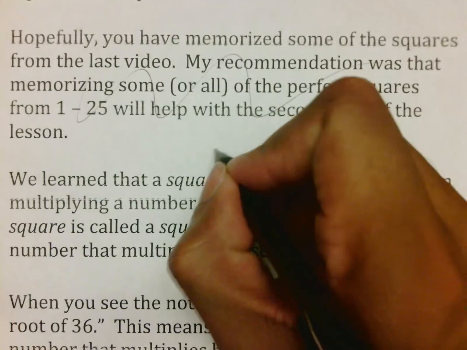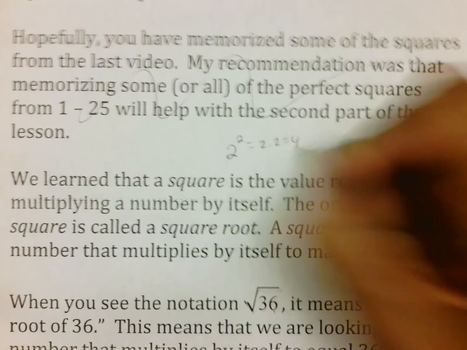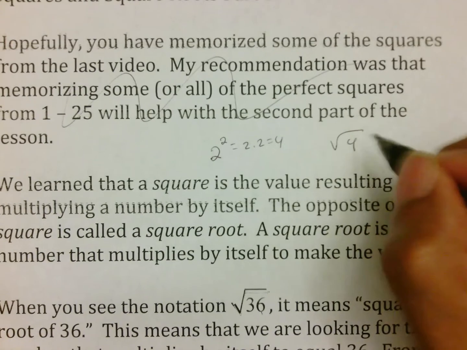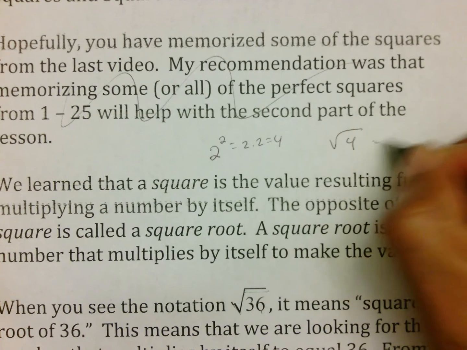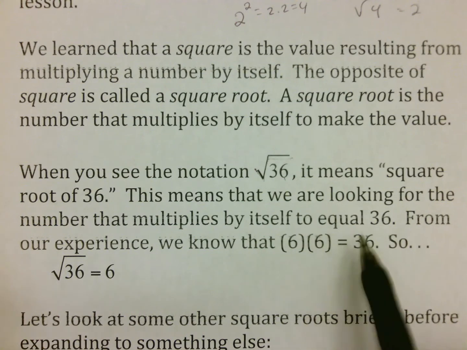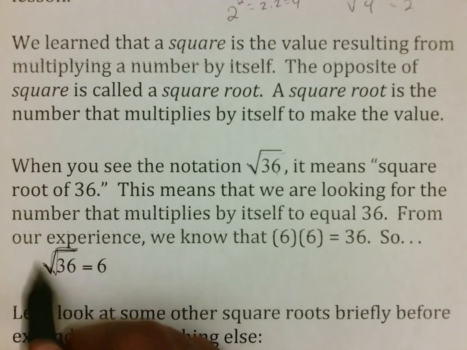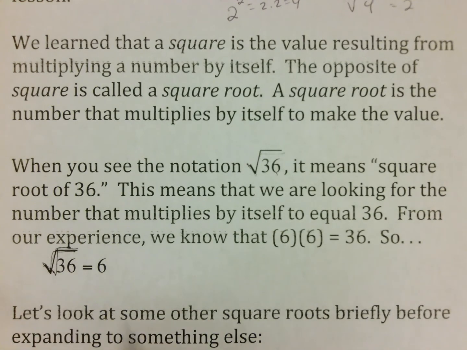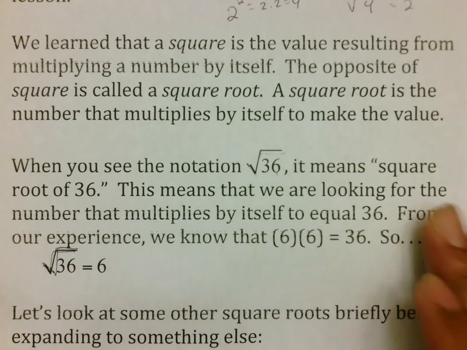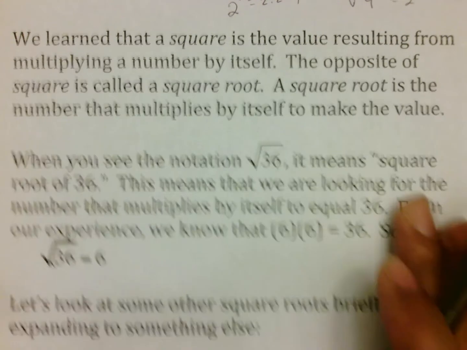So again, the square of 2 is 2 times 2, which makes 4. The square root of 4 means I am asking what multiplies by itself to make 4, which would of course be the number 2. So when you're looking for the square root of 36, we know from just knowing numbers that 6 times 6 is 36. So if you were asked for the square root of 36, you would simply say the answer is 6, because 6 times 6 makes that number. Again, when you see square root, think: what do I multiply by itself to get that number?